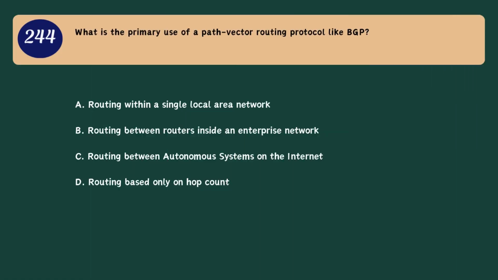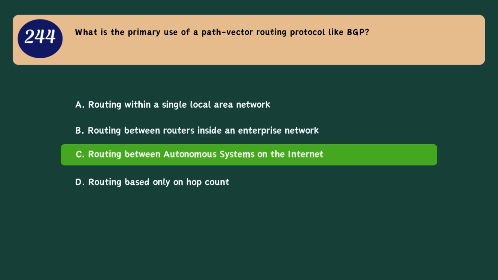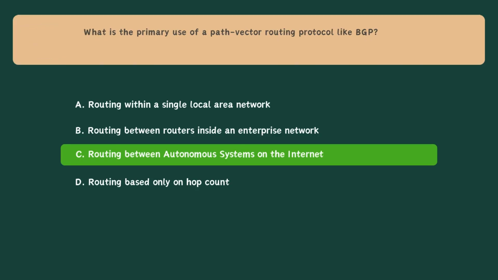Question 244. What is the primary use of a path vector routing protocol like BGP? A. Routing within a single local area network. B. Routing between routers inside an enterprise network. C. Routing between autonomous systems on the Internet. D. Routing based only on hop count. Correct answer. C. Routing between autonomous systems on the Internet.